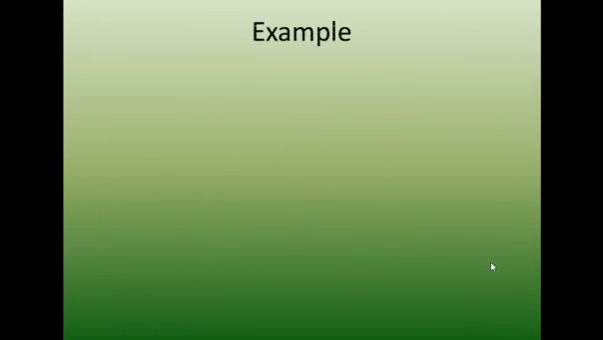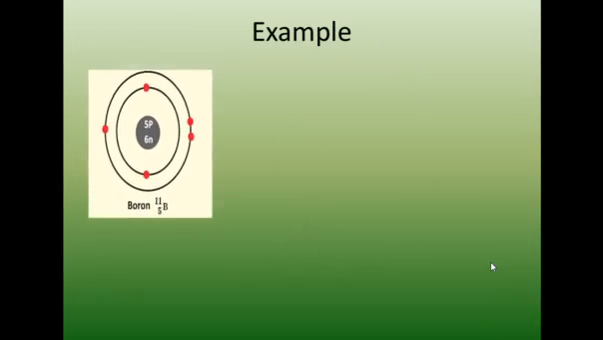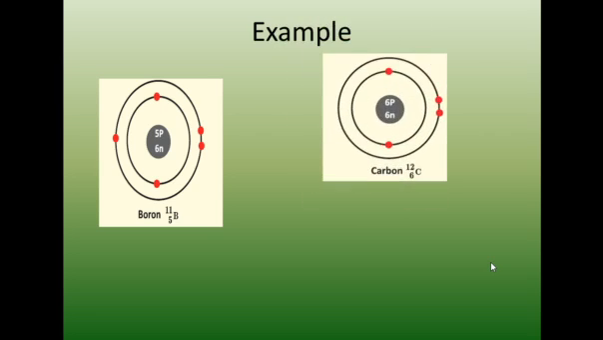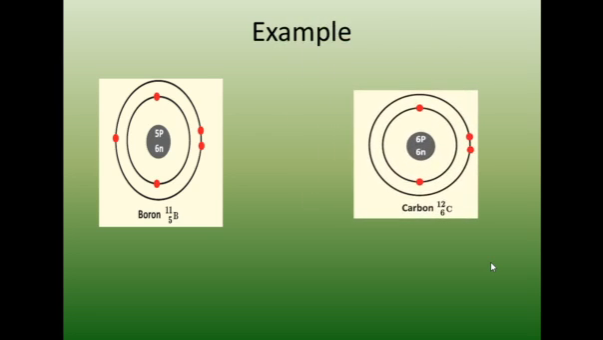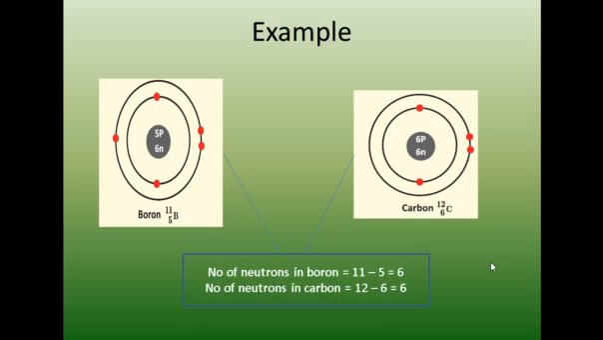See the example, carbon and boron are given here. For boron the atomic number is 5. For carbon the atomic number is 6. What about the mass number? Boron 11, carbon 12. So the atomic number is different and the mass number is different. See the number of neutrons present in both atoms. What is it? 6 neutrons. So it is called an isotone. Atomic number different, mass number different, but both atoms have an equal number of neutrons. Then they are called isotones.